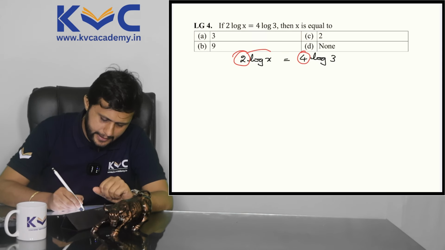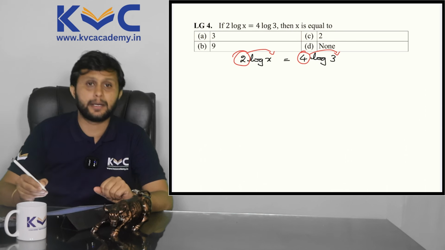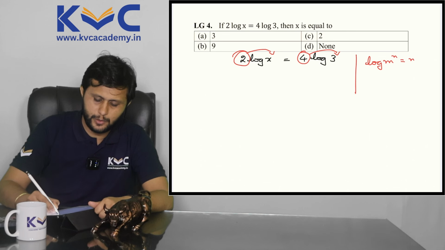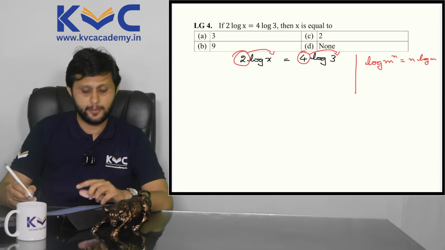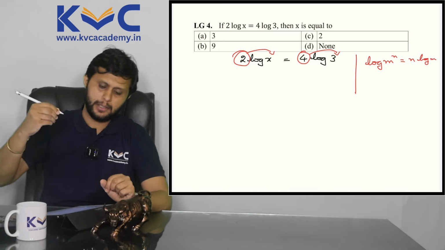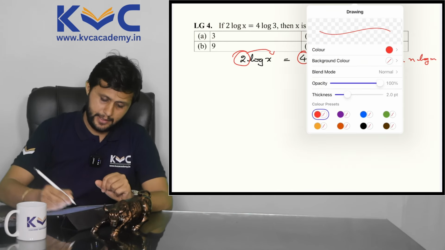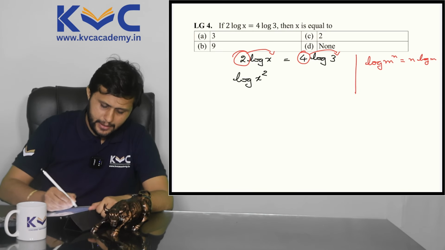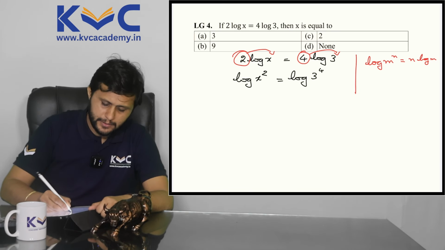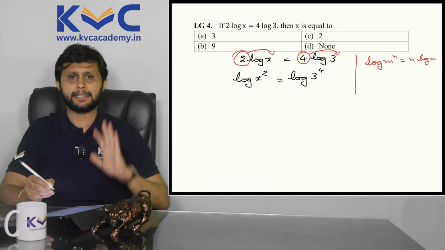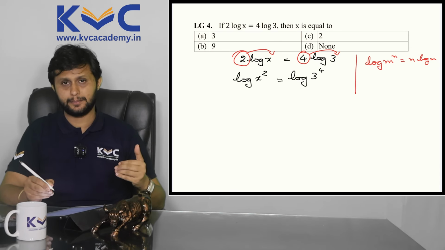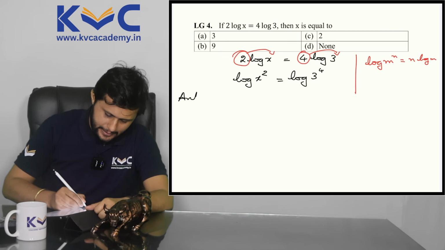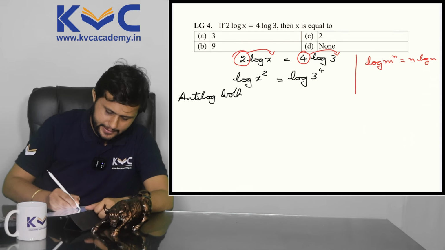What we'll do is we will take it inside over here as powers. How did I get this? We have logarithm of m to the power n is equal to n log m. Correct? But here it is in the form of n log m, so we are converting it back to logarithm of m to the power n. So after taking it in powers, we get log x square equal to log 3 to the power 4. Now if you see on left hand side and right hand side, we don't have anything before logarithm. Correct? Okay. So we can take anti-log on both sides. I will write it as anti-log only. Okay, anti-log both sides.